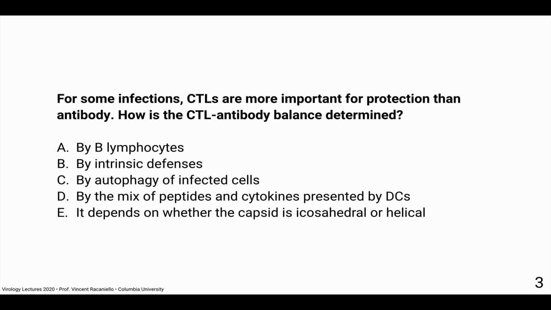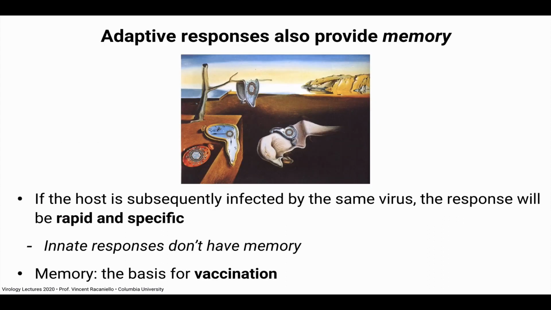Last thing I want to talk about is memory. These adaptive responses provide memory. And that means if you're infected by the same virus, the response will be rapid and specific, as we showed earlier with that graph. And this is in contrast to innate responses, which typically don't have memory. They have to be reinduced each time, and they're not specific for the pathogen. Memory, of course, is the basis for vaccination. When we immunize you with a vaccine, we count on memory giving you lifelong protection against the pathogen.